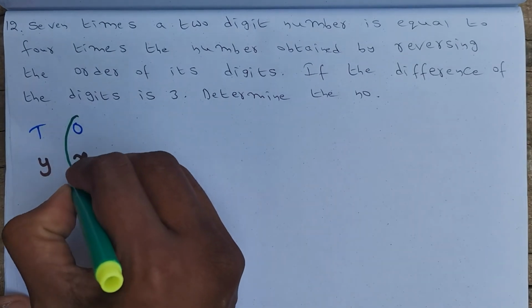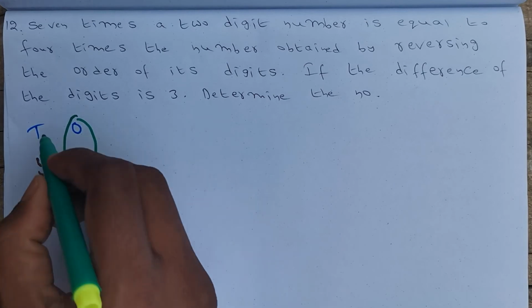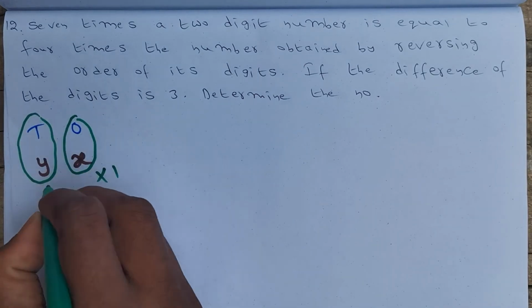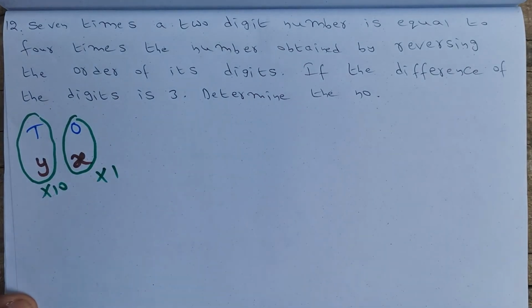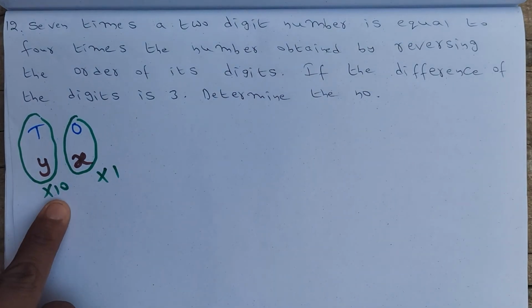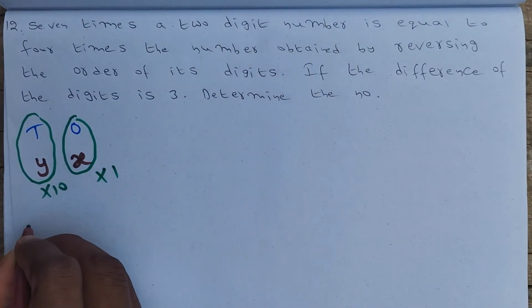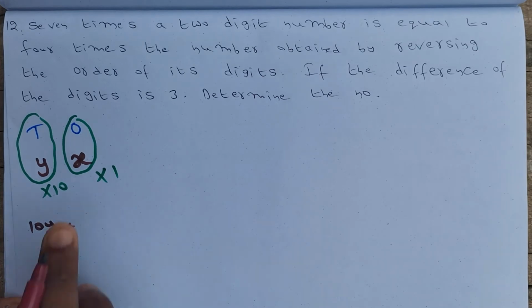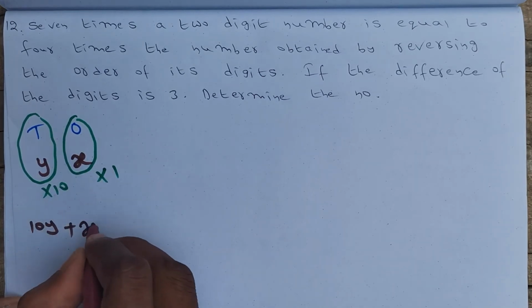This is in the ones place, so multiply with 1, and this is in the tens place, so multiply with 10. So what will we get then? y into 10, 10y, plus x into 1, x.